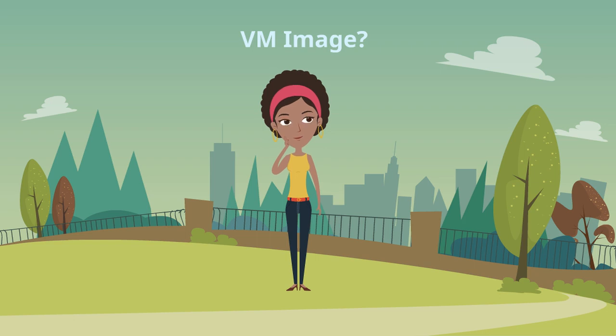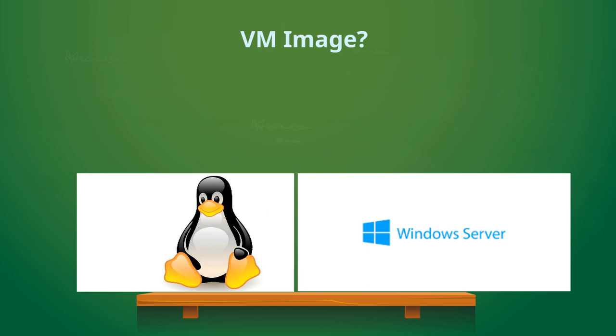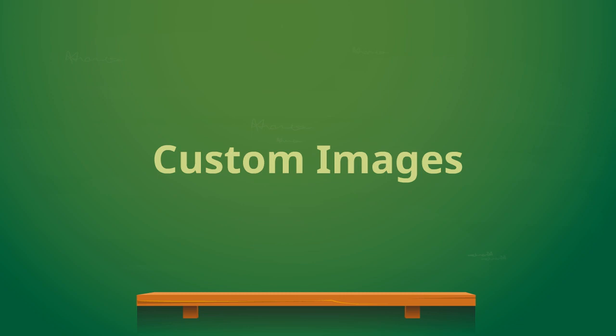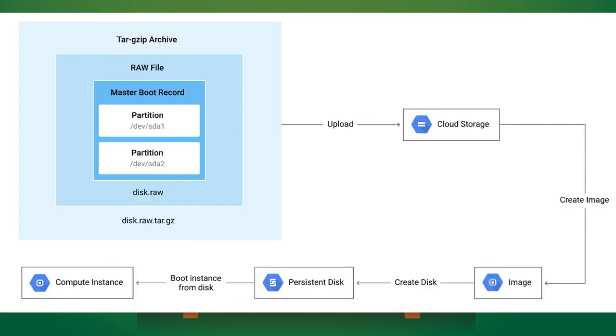The first is the public image. Now, you're probably more aware of the public images that are out there because it's most likely that you have used them. So examples of public images would be Red Hat Enterprise Linux, the Linux server, Ubuntu, Windows Server, etc. Then there are custom images. And custom images, as the name suggests, allow you to create your own image. And these could be made from a disk, a snapshot, a cloud storage file, or another image.